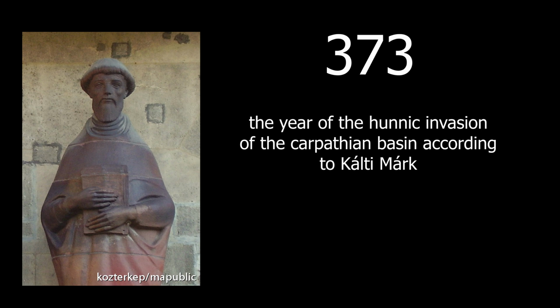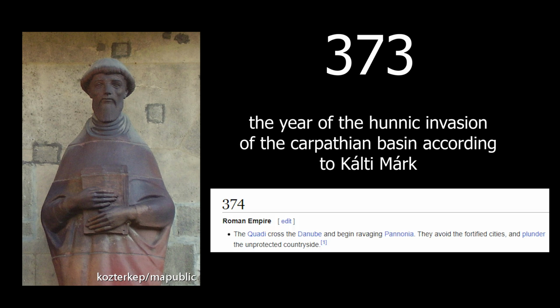So Kálti puts the first arrival of the Hungarians in the year 373, or at least the preparations for that campaign. Officially, nothing happens in the year 373, which is in any way similar to the invasion of Pannonia. However, in the year 374, something does happen. According to Wikipedia, in 374, the Quadi cross the Danube River and start plundering the province of Pannonia.